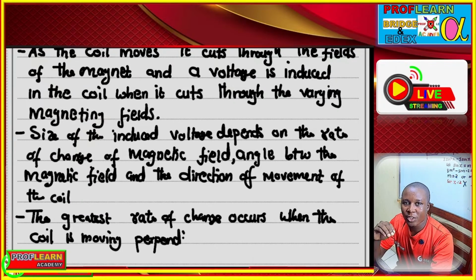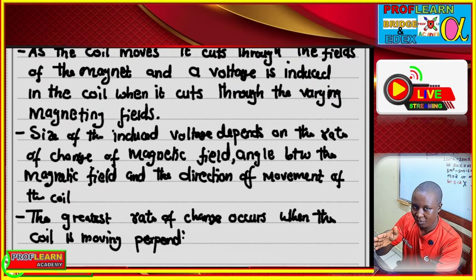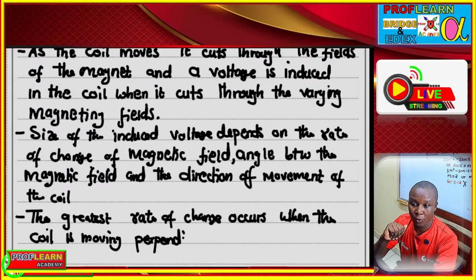The amount of induced EMF depends on the angle at which the conductor is cutting, and also on the rate at which the conductor is moving, and also the position. So when the coil is cutting perpendicularly, maximum EMF is induced. But when the coil is parallel to the field, there will be no induced EMF.